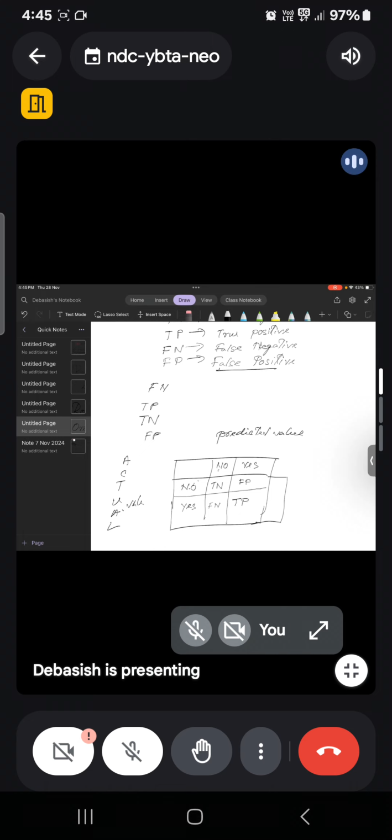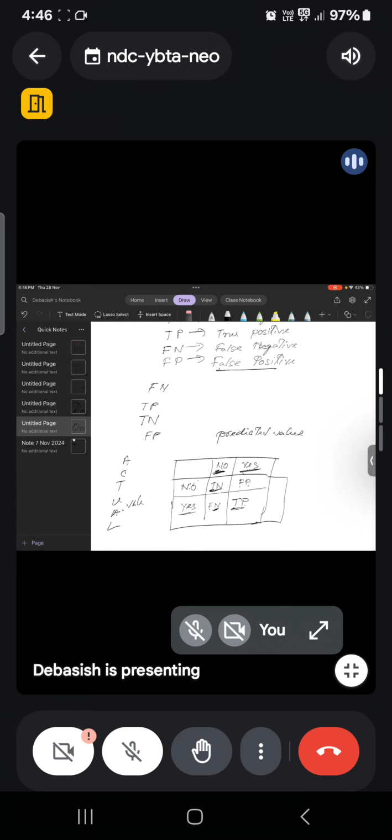Then true positive. So if you want to find out, don't get confused: if both are no, then it will be TN. First T will come, and no means N, so you just remember TN. Here yes is there, so you can consider it as TP. For the other two, if no is there and yes is there, then it's a false positive, and this will be a false negative. This one has no, that's why it is N. Here it is yes, so P.